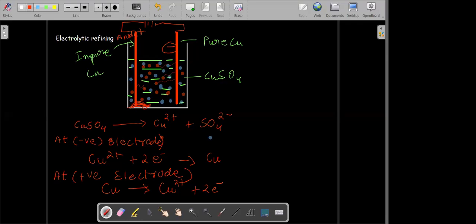Okay, Shubhansh, what name is given to the impurities which get deposited below the anode? What name is given to the impurities which get deposited below the anode? Sumuk? Sir, anode mud. Alright. It's called anode mud.